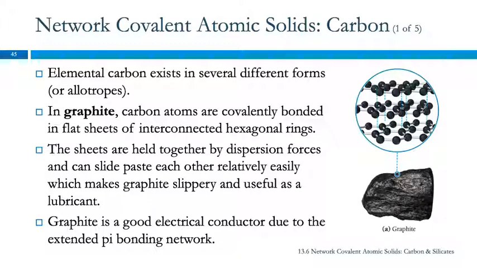Graphite's also useful as a lubricant because it's slippery. It's a good electrical conductor because there's an extended pi bonding network in these sheets, and so the electrons can move through that pi bonding network.